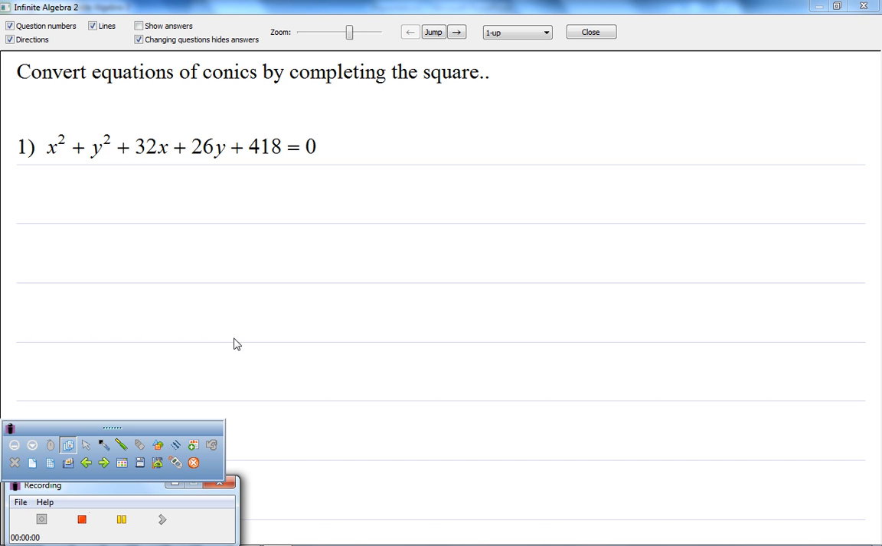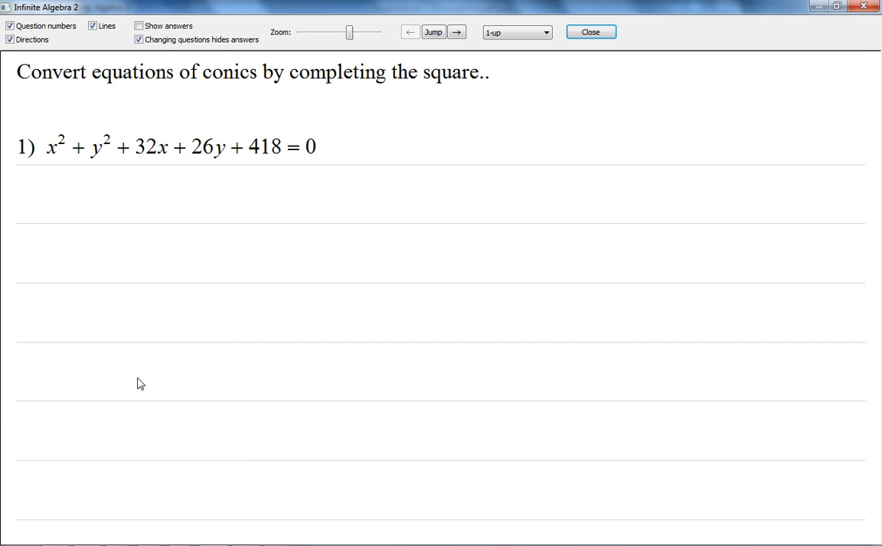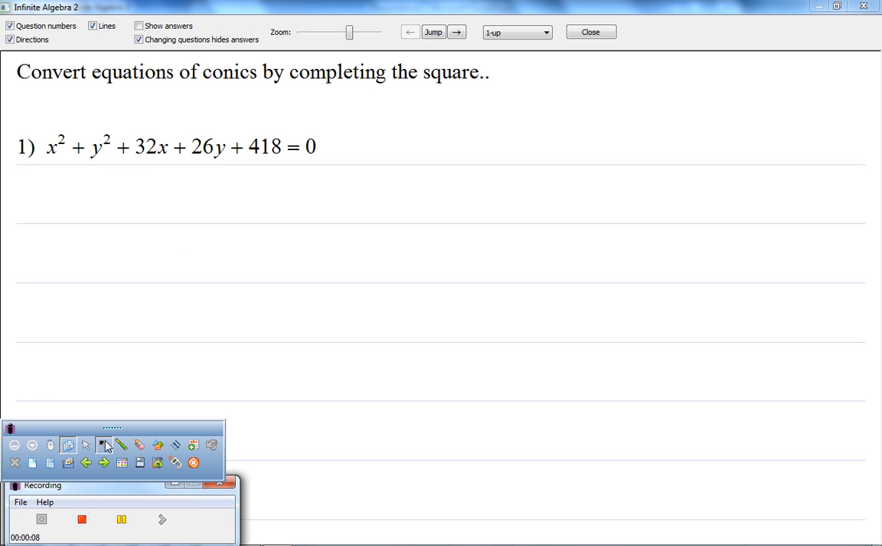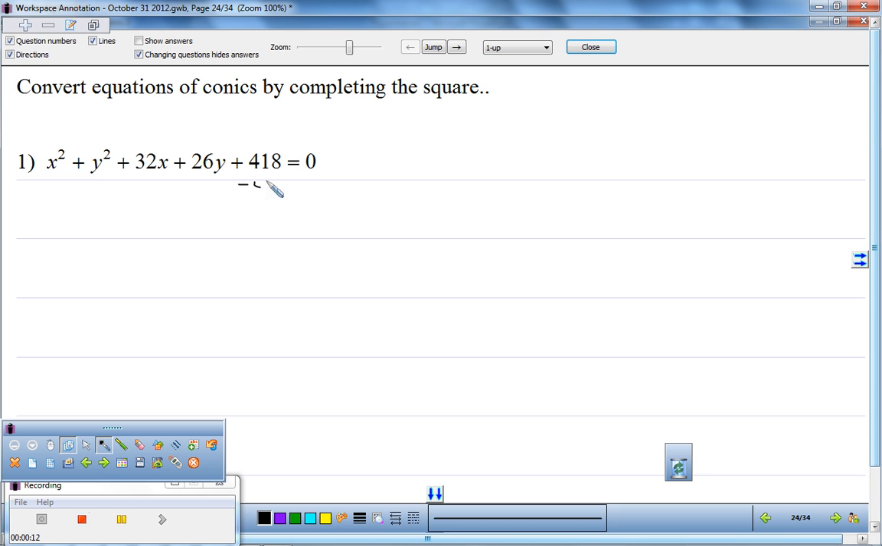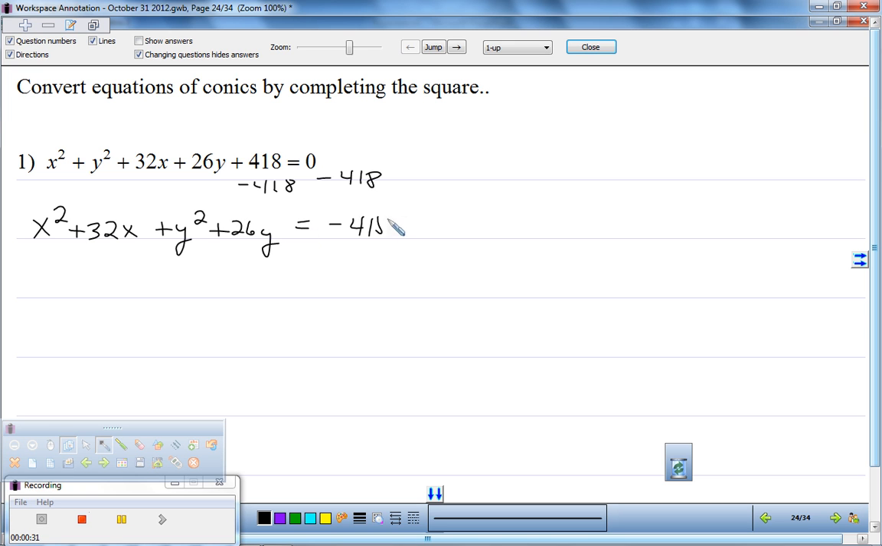Alright, here we're looking at converting from a general form of an equation to the standard form. To do that, we're going to end up completing the square. Now, I'm going to start out by moving the 418 over to the other side, and I'm also going to put my x terms together. So I'm going to have x squared plus 32x plus y squared plus 26y is all equal to negative 418.